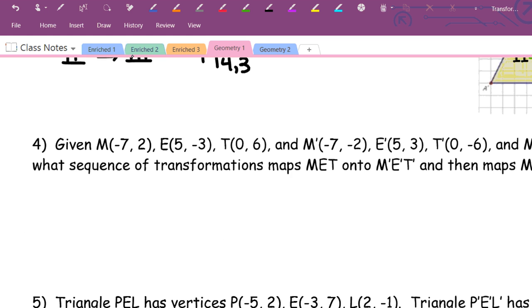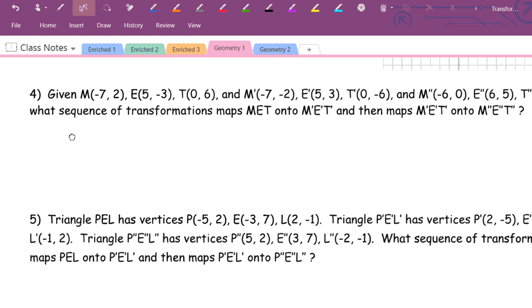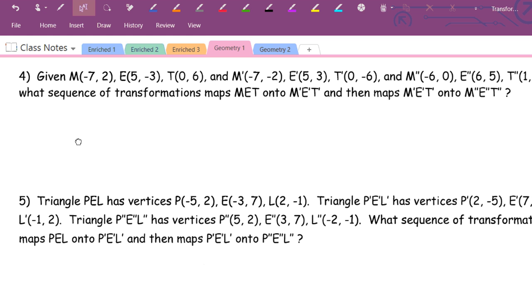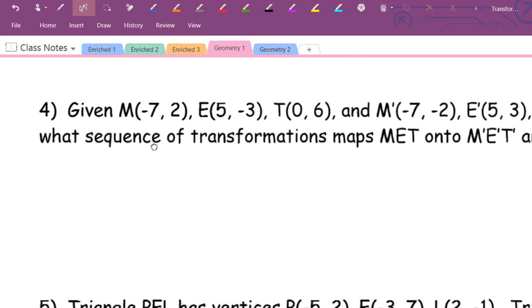No. Next one up. You're given that triangle, and it goes from M to M prime, then to M double prime. What sequence of transformations could I do to go from M, E, T to M prime, E prime, T prime, and then the second one to go the other one? So I guess if I were doing this out, I'd start by looking at the individual points and see what conclusions we can reach.